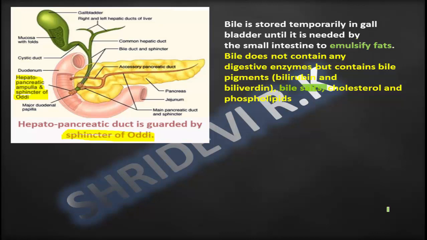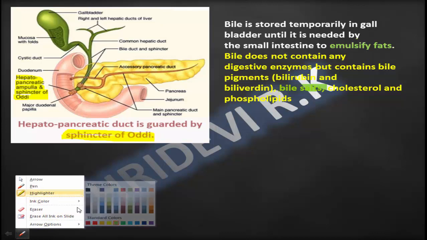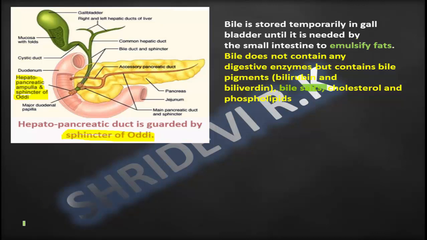Therefore, even though digestive enzymes are absent in the bile juice, bile salts are required for the digestion of the lipids or the fats. That is why the bile juice is very important for digestion. Apart from that, it also contains cholesterol and phospholipid. All these are the contents which are present in the bile juice.